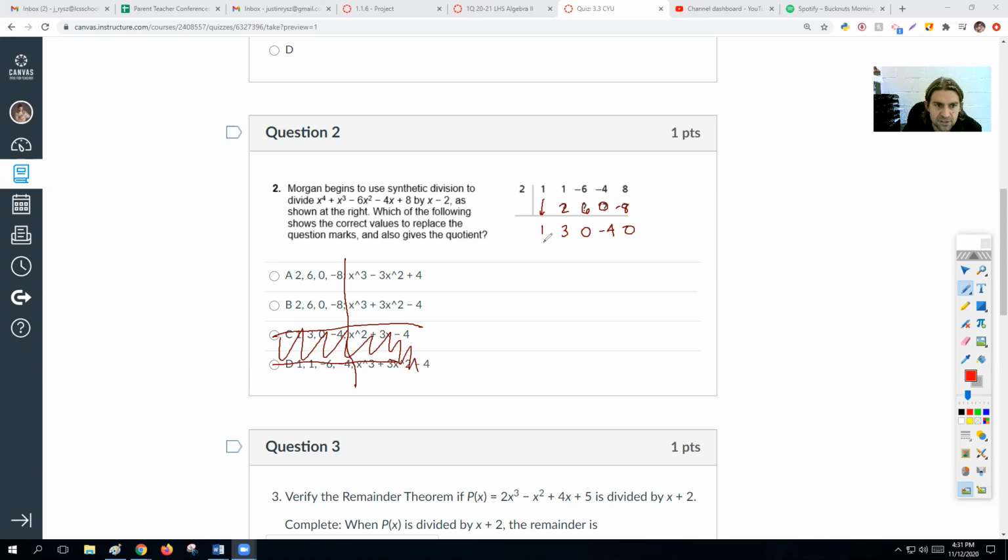Now, what is the expression? Is it x cubed plus 3x? Okay, there we go. So it should be B here. It's not the minus. You've got to watch out for that one.